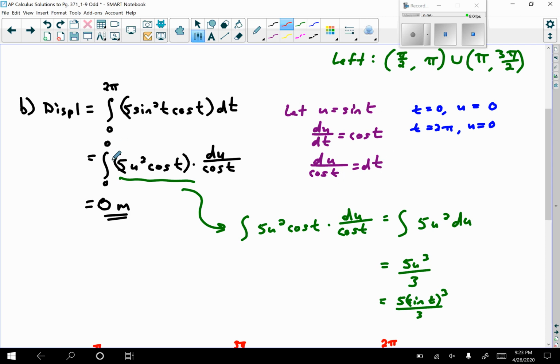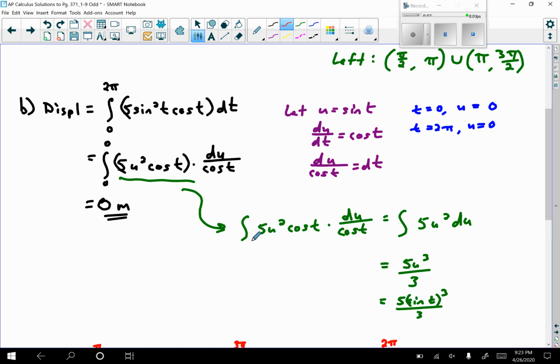Now I do want to change the limits of integration here. So when t is 0, u is 0. Then also when t is 2 pi, u is 0. So that works out nice. I really don't need to do any work here because these two numbers match. So it's 0 meters. But to go a little bit further, because it is going to help us with the next part, I just want to show you, and I didn't give any limits here, I'm not going to write a plus c, I just wanted to show you what the antiderivative of this was.